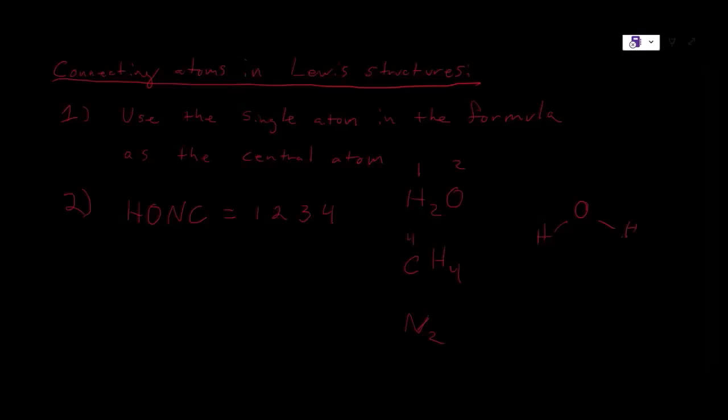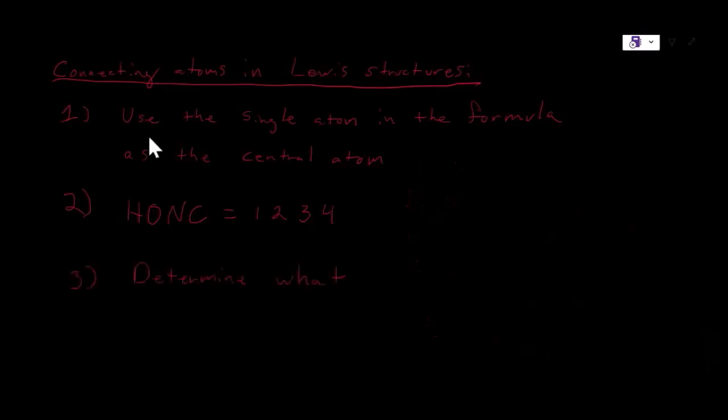Carbon has 4 bonds, hydrogen has 1 bond. So the molecule is going to look like this. And nitrogen has 3 bonds, so we know that it's going to look something like this. Actually looks like this. But it's a good guide to use when you come up to the step in the Lewis structure where you have to connect the molecules.